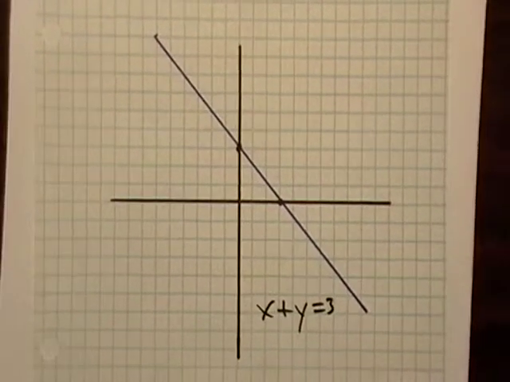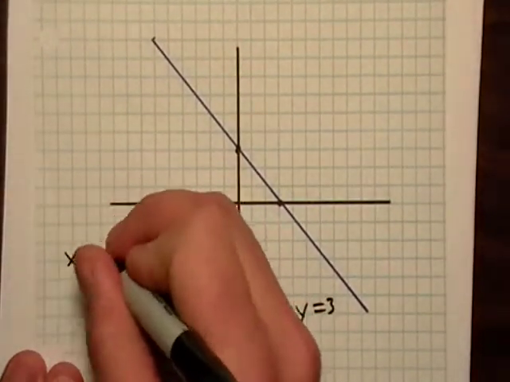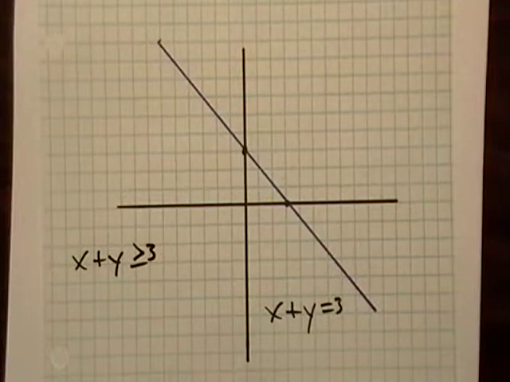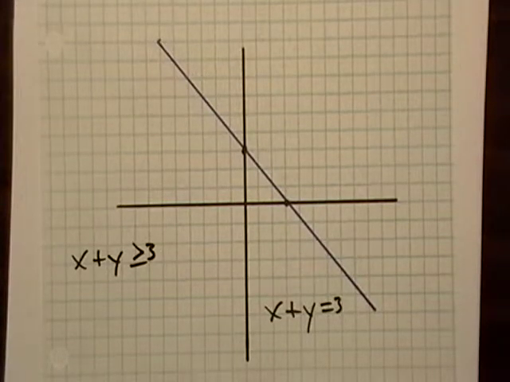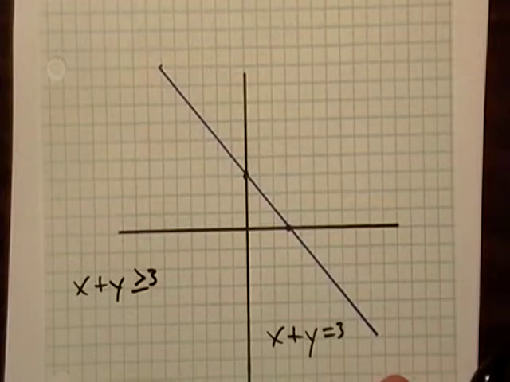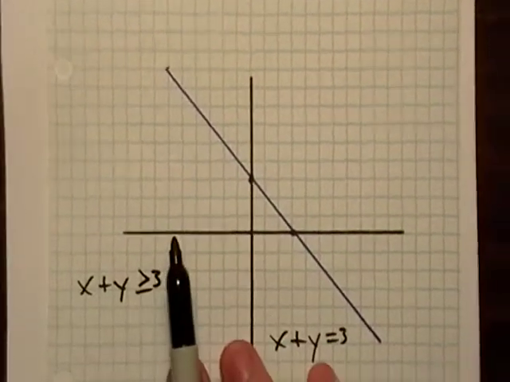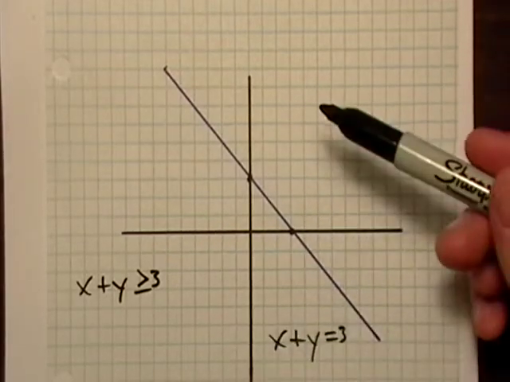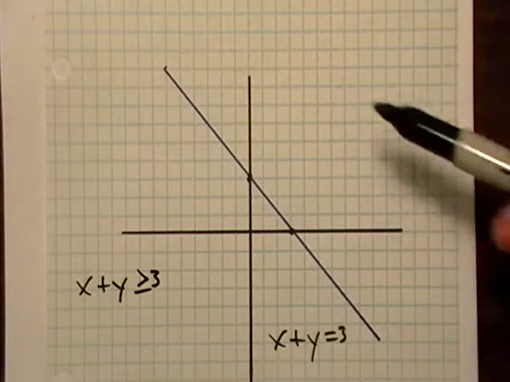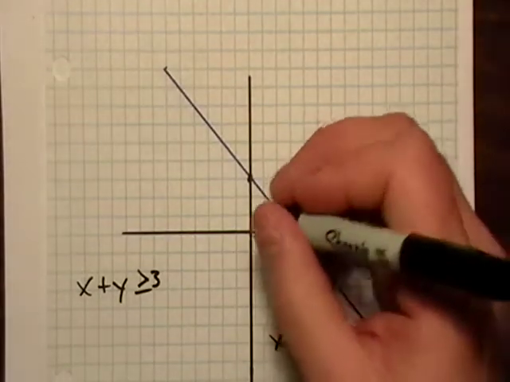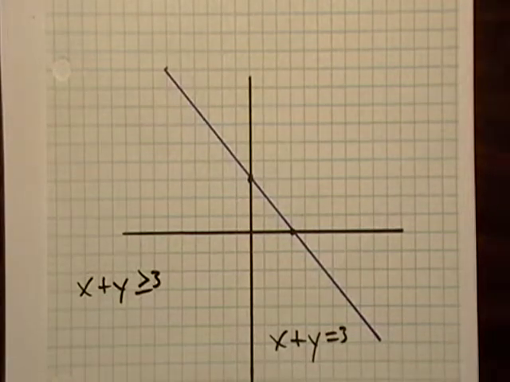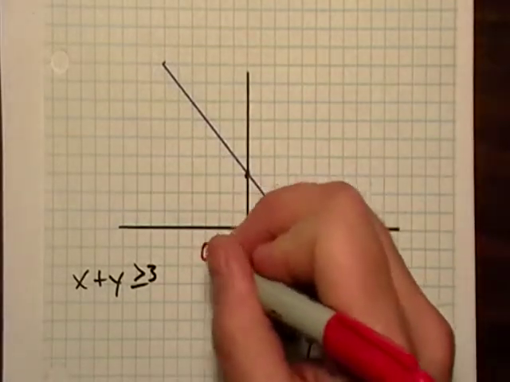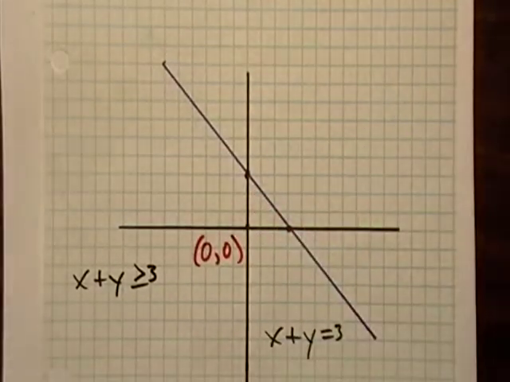That's the line. Now what we're interested in is x plus y being greater than or equal to 3. So what we'll do right here is figure out which area we're going to shade, either this section or this section. So what we want to do is pick a point on either side and plug the numbers in. I'm going to look at this point right here, 0, 0. I picked that because it's easy to work with.